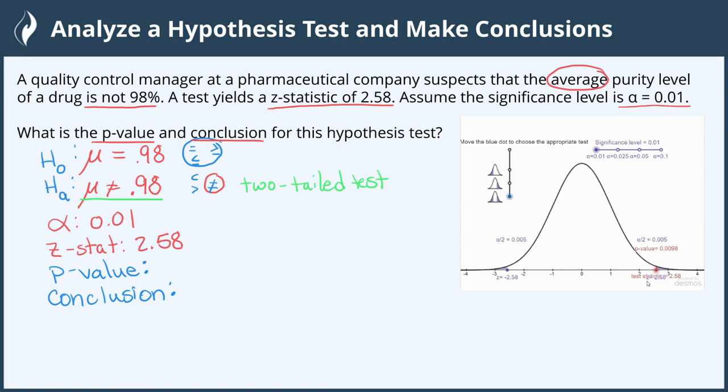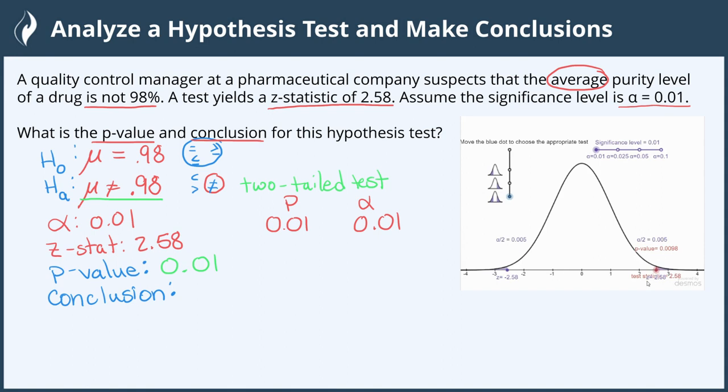It was calculated for us as 0.0098. And since everything's been rounded to two decimal places, let's go ahead and round this to two decimal places. So it makes it 0.01. And now we can compare our alpha and our p-value. Our p-value is 0.01, and alpha is 0.01.